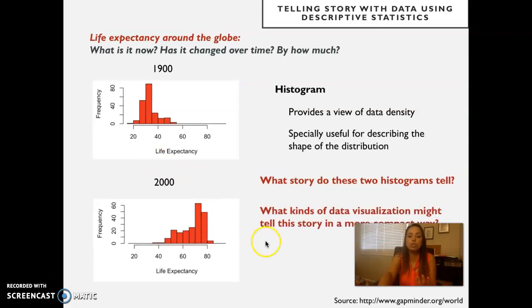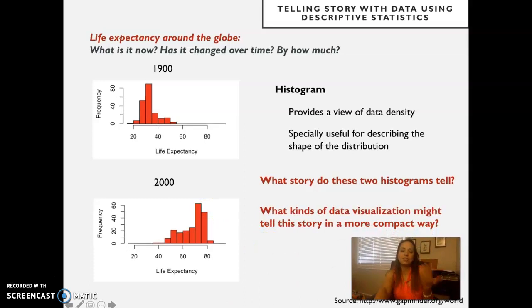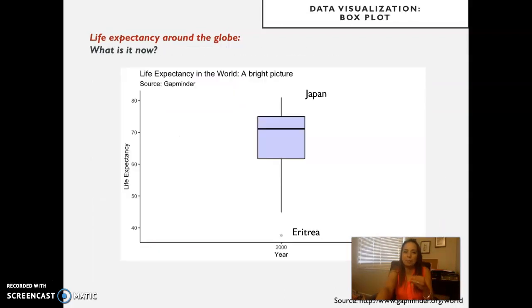So what story do these 2 histograms tell, and what kinds of data visualization might tell the story in a more compact kind of way? Given that we looked at the distribution and found that it was a bit skewed in the year 2000, maybe we want to explore presenting the data highlighting the median, and as spread, highlighting the interquartile range. And in that case, box plots are great.